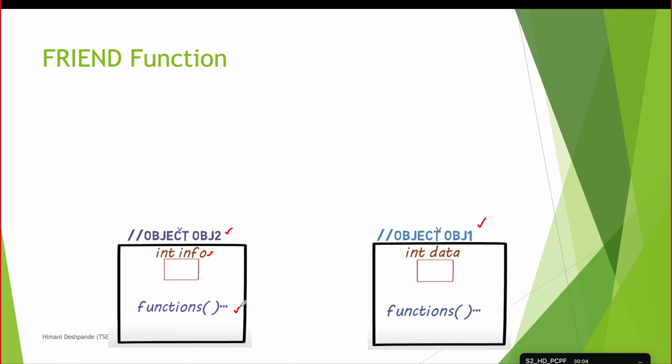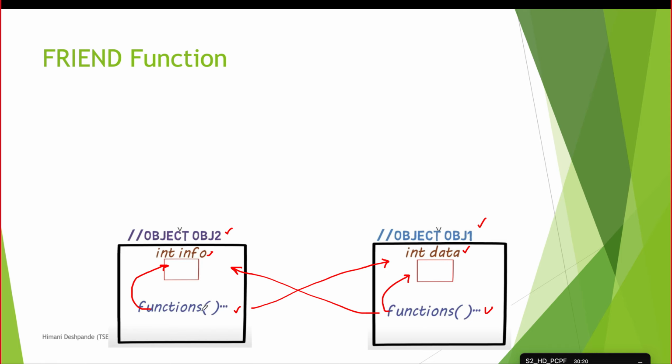These are functions of class 1. In the same way, this is the information of class 2, and these are functions of the second class. Now this function will have access to this information, and this function will have access to this information.